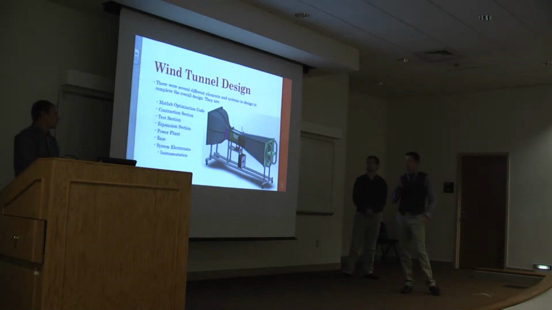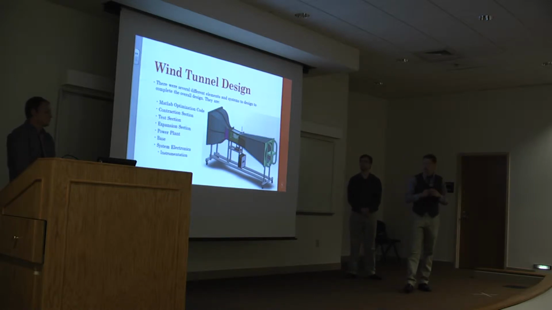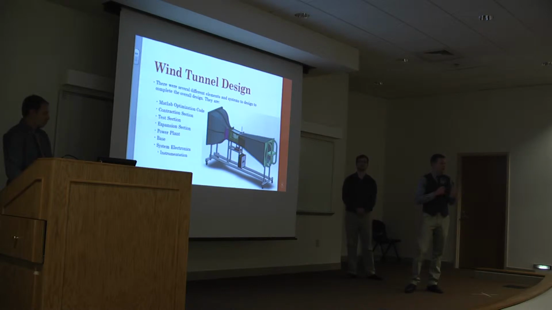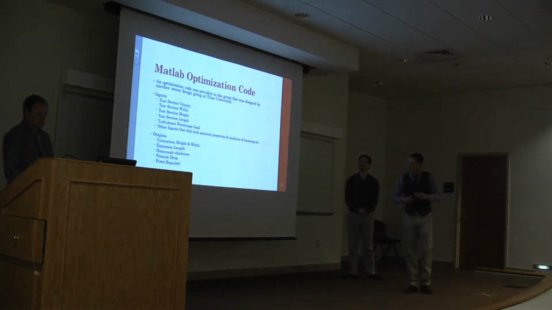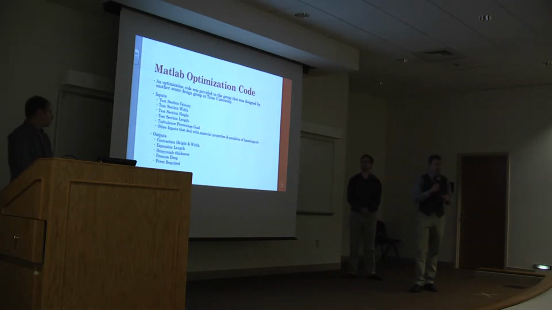So in this wind tunnel, there's a bunch of different design elements. We'll get into all the different elements that we went into. First off, the MATLAB code that was used to optimize it, the contraction section, the test section, the expansion section, the fan or the power plant, the base, which had to mount all of these different pieces, and then lastly, the system electronics and all the instruments that we use that we can do experiments with. First off, the MATLAB optimization code.